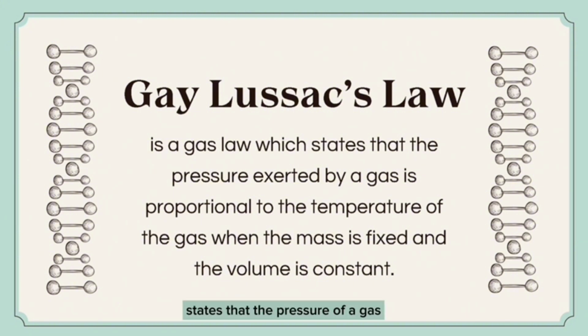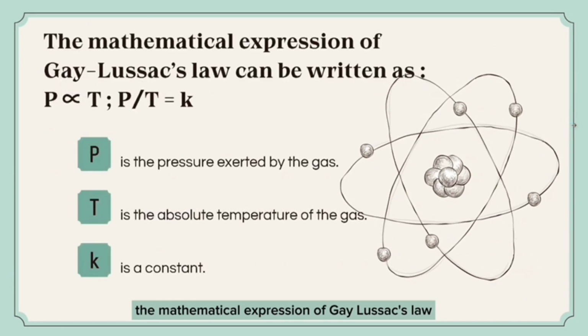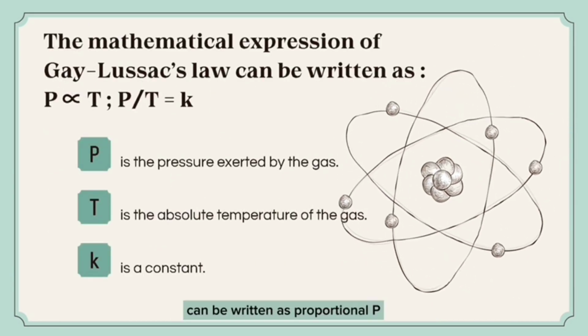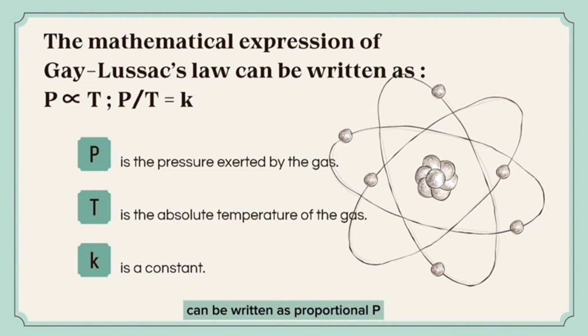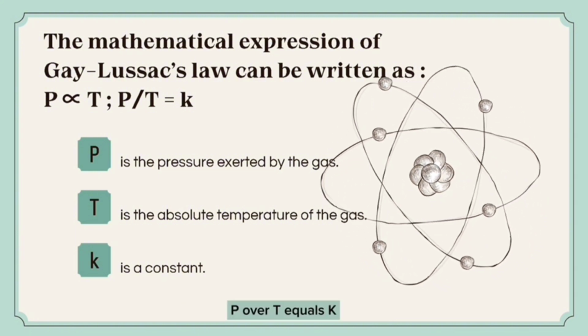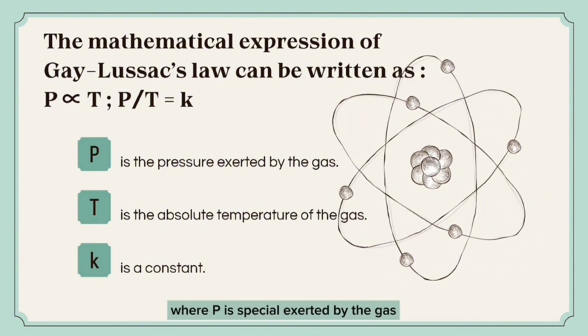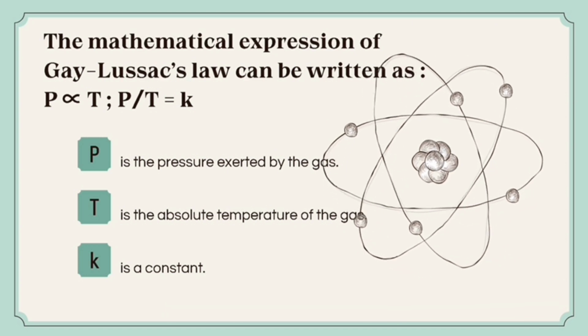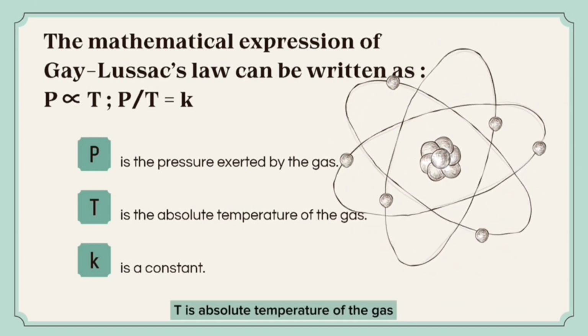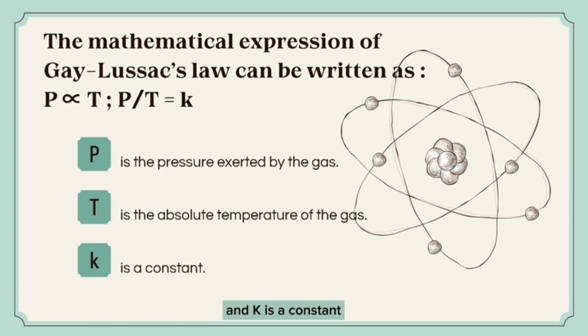It states that the pressure of a gas is directly proportional to its temperature, provided the volume remains constant. The mathematical expression of Gay-Lussac's law can be written as P ∝ T, or P/T = k, where P is the pressure exerted by the gas, T is the absolute temperature of the gas, and k is a constant.